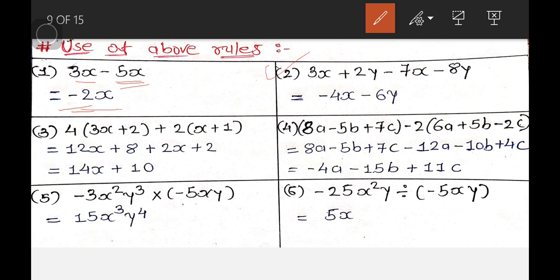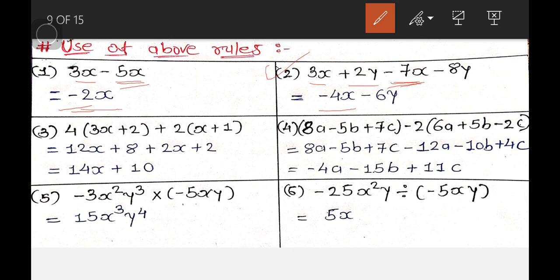In second example, 3x plus 2y minus 7x minus 8y. Here we have to do addition or subtraction of similar terms, and we know that in dissimilar terms addition and subtraction is not possible. So here 3x and minus 7x are similar terms, so now we subtract 3 from 7, then we get 4x, and we put the sign of the larger term, and minus 7x is the larger term, so we put a minus sign.